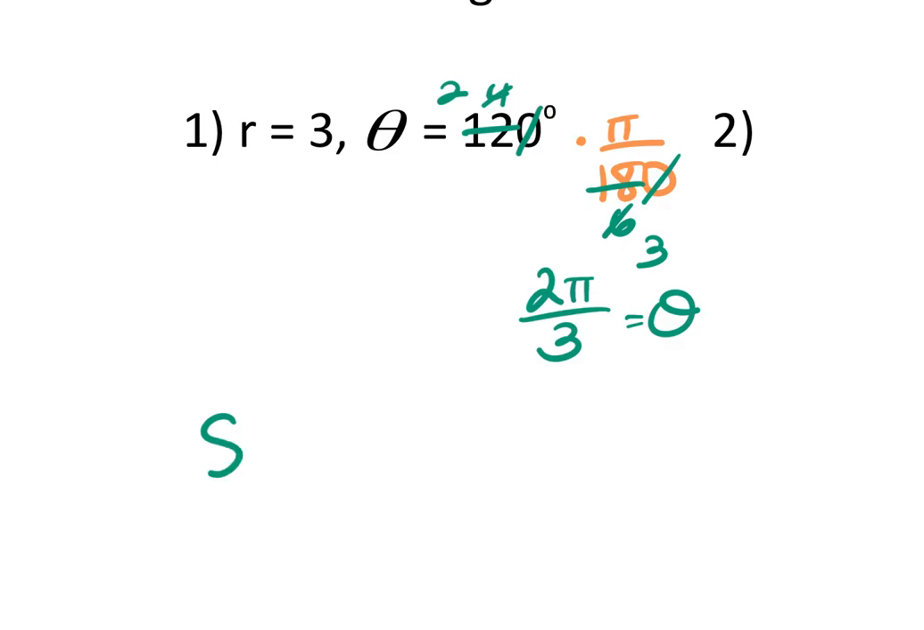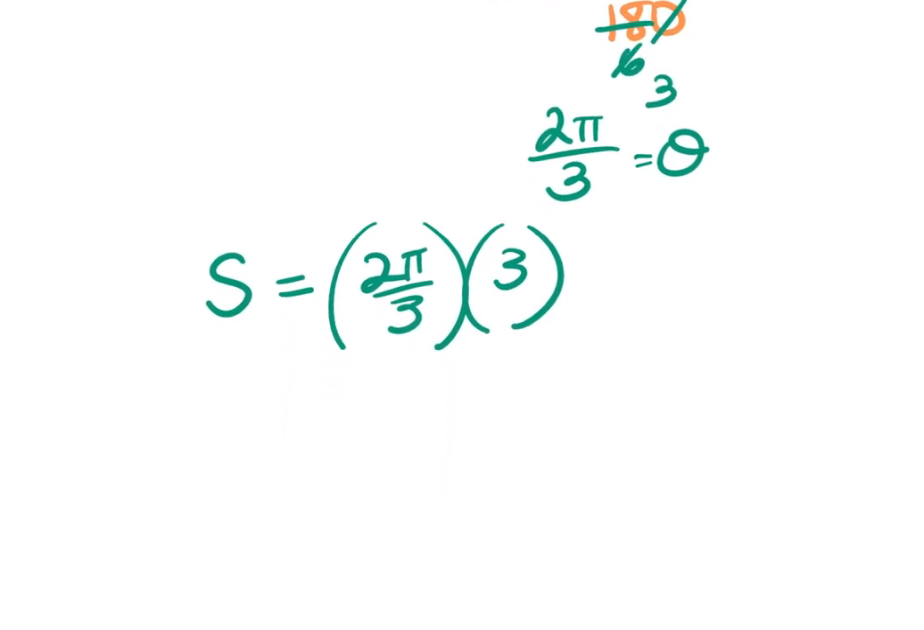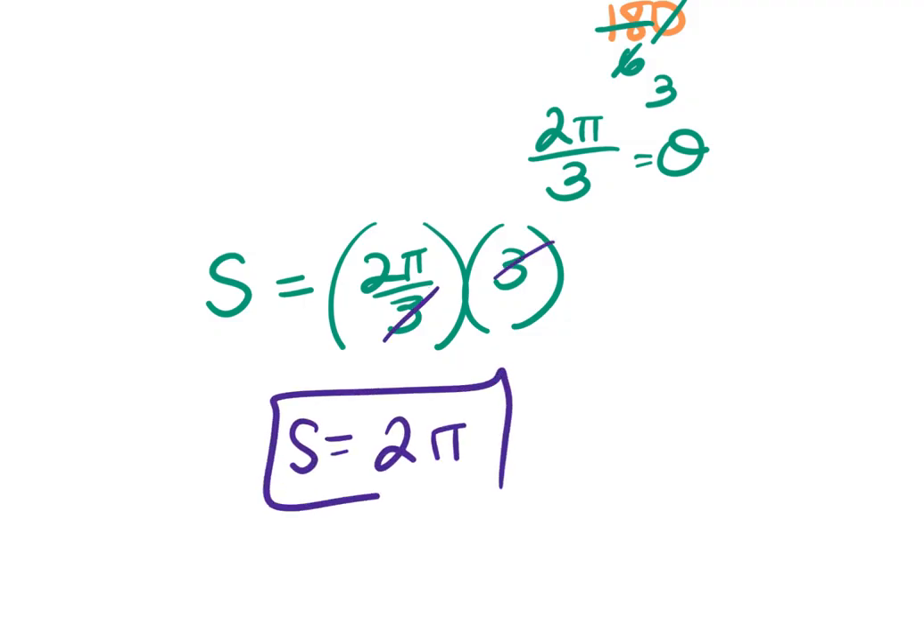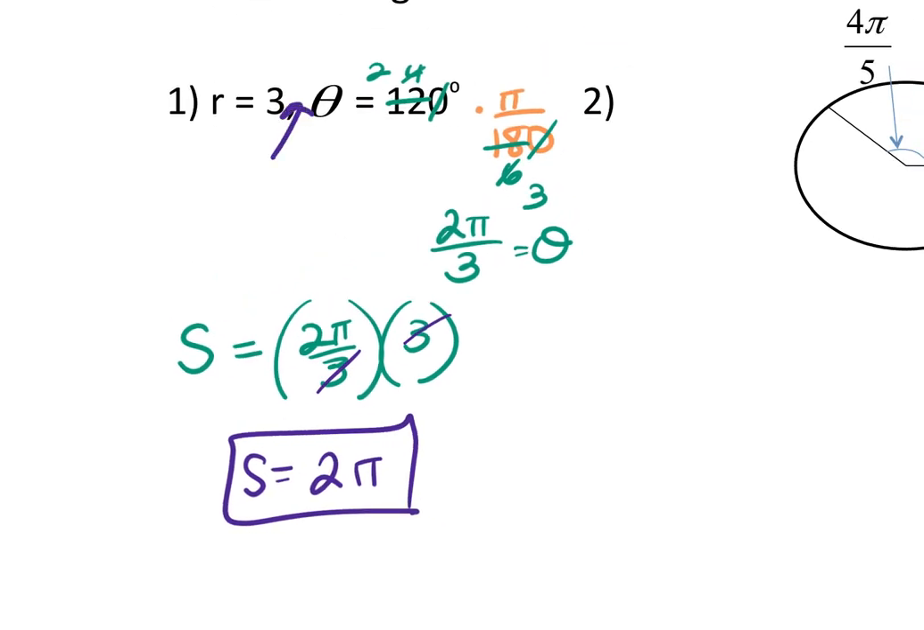And then I just plug it in. S equals 2 pi over 3 times R. We're keeping it exact, so you'll just simplify this if you can. If not, you'll multiply it straight out. These 3's cancel. And so the length of this arc is 2 pi. If it gave you a unit, it could be centimeters, inches, or whatever it is, then I would add that on.